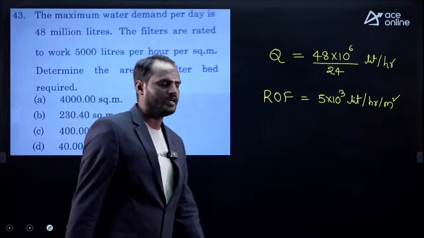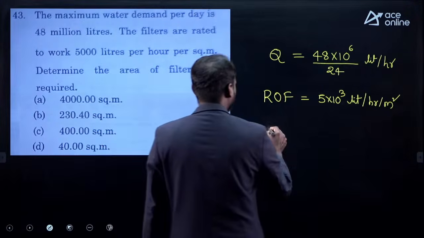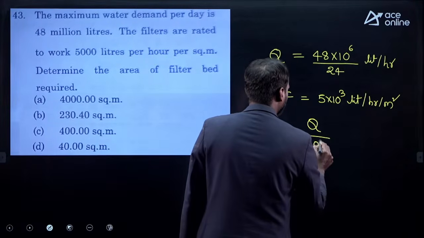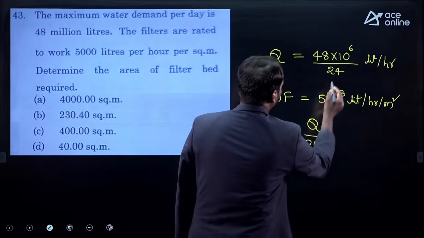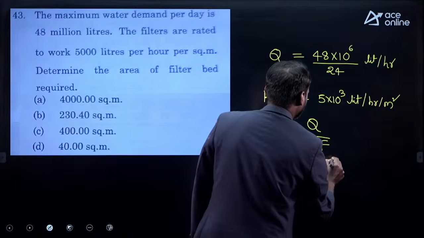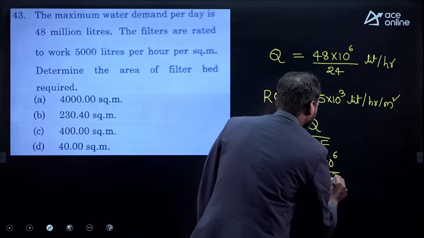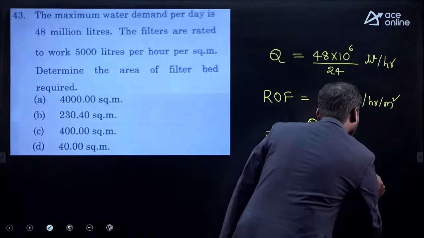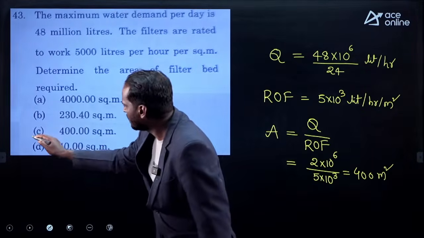What is the area required? Discharge divided by ROF will give you the area directly. Therefore, the area of the filtration required equals Q divided by ROF, which will give you 400 meter square as the answer. Look at the very easy calculation. You can say 2 into 10 to the power of 6 liter per hour divided by 5 into 10 cube will give you 2 by 5 times 1000, which is 400 meter square. That is correct. Which option is matching? This is option C, correct, right?